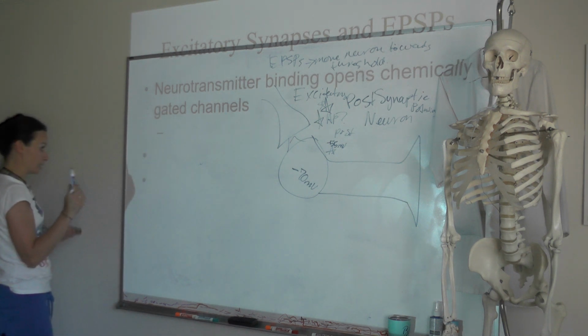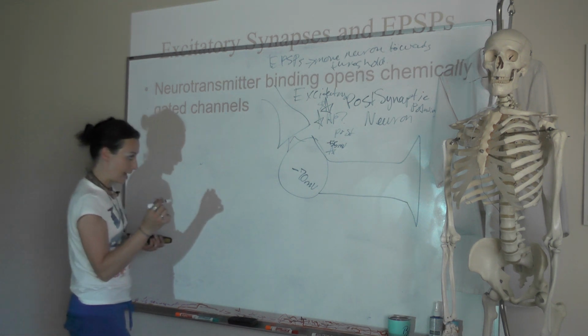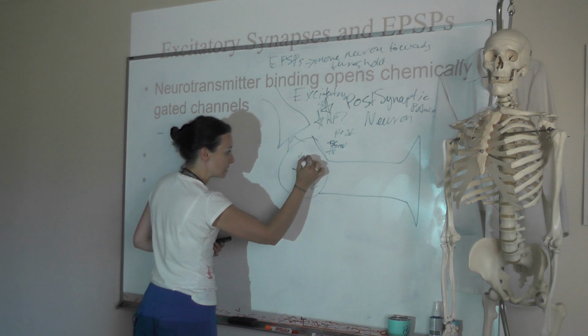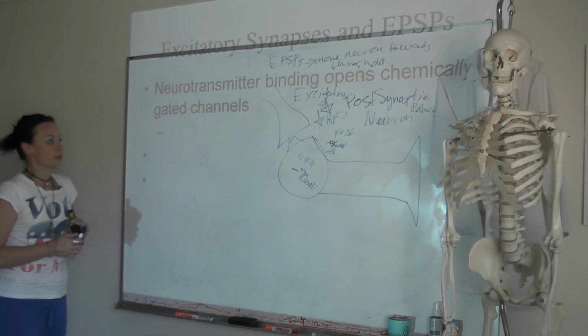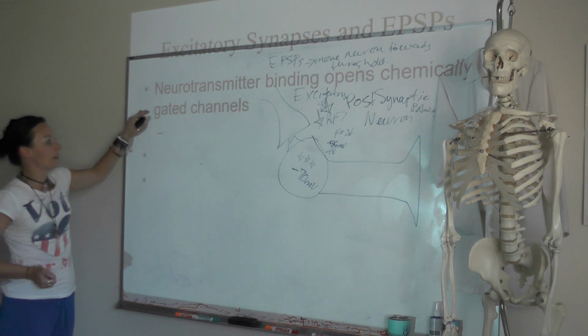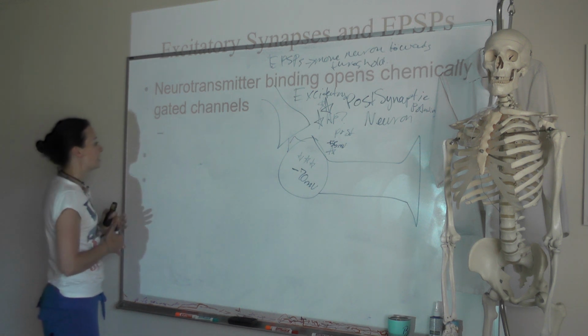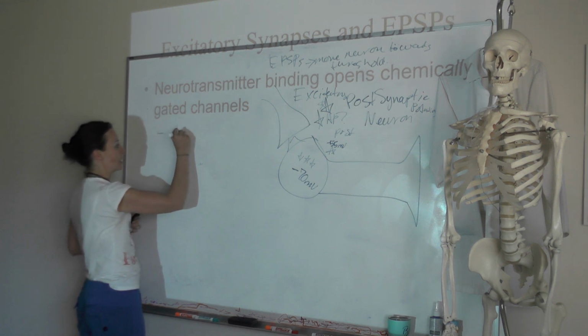And how we do it is we open an ion channel that's going to allow for some kind of positive charge to come into this cell. So the neurotransmitter binding is going to open a chemically gated channel. Specifically, this is a cation channel.